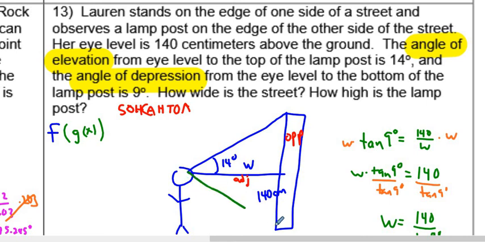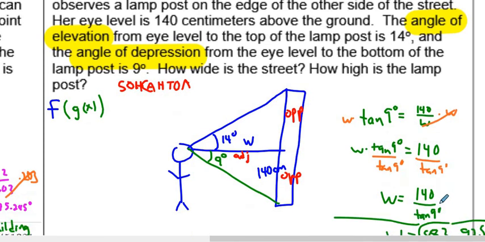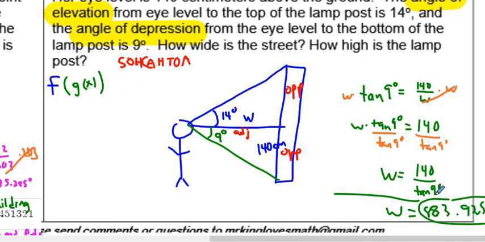She then looks to the bottom of this pole, which has 140 in it because it's the same as her eyeball, and that angle of depression is 9 degrees. So here in this problem, this is now opposite, and this is still adjacent to that one. So now I can use tangent, right, opposite over adjacent, to find w first. So I multiply by w to cancel it out, and I divide by tangent of 9, and I get 140 over tan 9, which is 883.925.